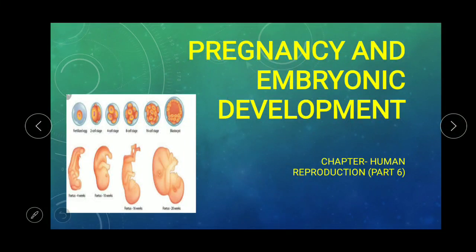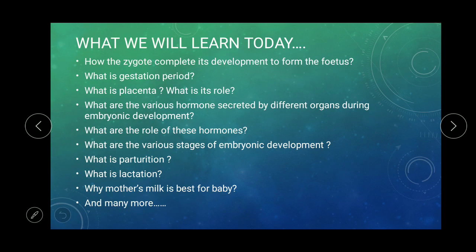In this video, we will see about pregnancy and embryonic development, and this is the sixth part and the last part from the chapter Human Reproduction. Before starting this video, let me introduce what we will learn today. We will see how the zygote completes its development to form the fetus, that is, what are the various structures formed by the zygote, or what are the pathways through which the zygote traverses before forming the fetus.